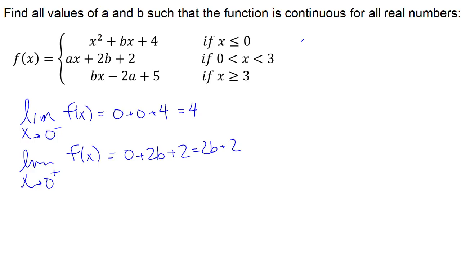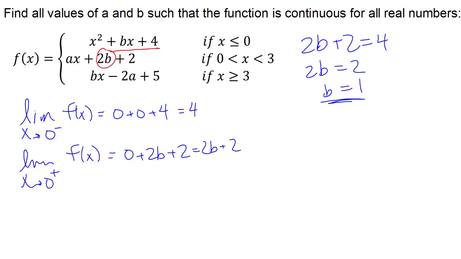Well, right off the bat, we know that 2b plus 2 needs to equal 4, which tells me that 2b equals 2, or b is equal to 1. So I know that b is equal to 1. So now when I do my limits at 3 from the left and from the right, I can treat 2b as just 2 times 1, or 2.